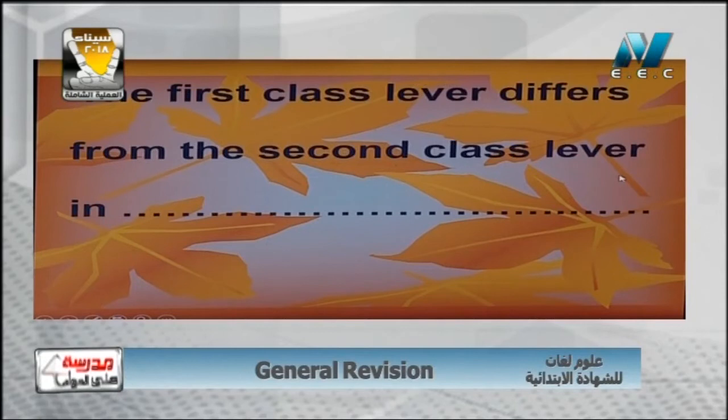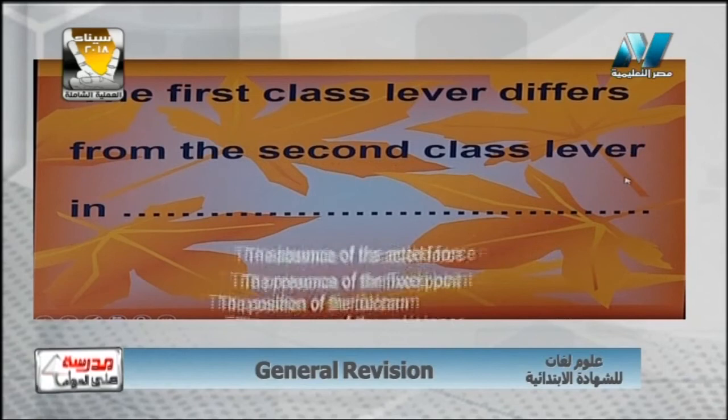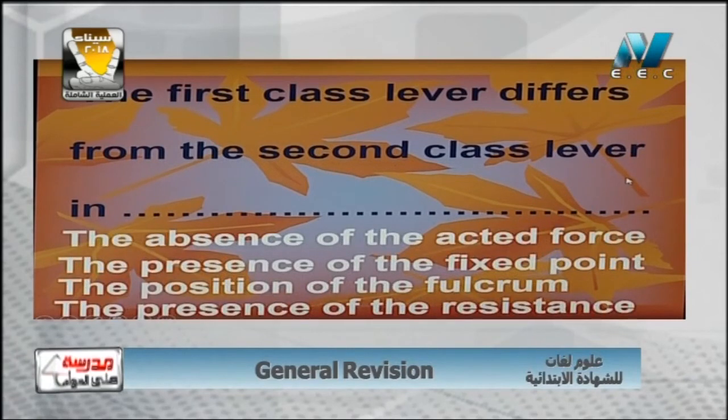Next one: the first class lever differs from the second class lever in what? Again, the first class lever differs from the second class lever in what? Here we have first class lever and second class lever. The first one may save the effort. The third class lever doesn't save the effort. Pay attention to the main difference. Here we have absence of the acted force, the presence of the fixed point. Pay attention, it asks for the difference between them.